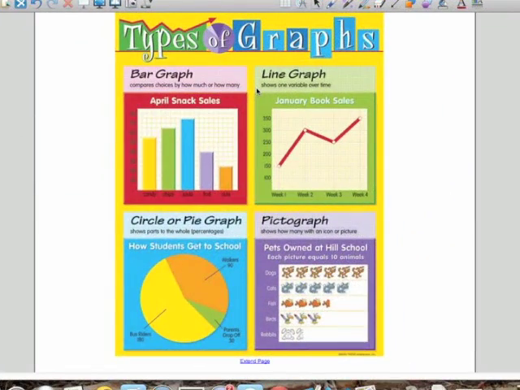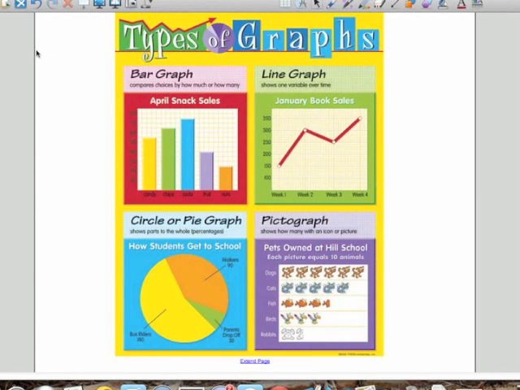Okay, so here are your types of graphs. The bar graph compares choices by how much or how many. A line graph shows one variable over time. A circle or pie graph is great for showing parts of the whole or percentages or fractions. And then a pictograph shows how many with either an icon or a picture. If you want to take a screenshot of this right now so you have it at your disposal on your iPad, you're welcome to do that.